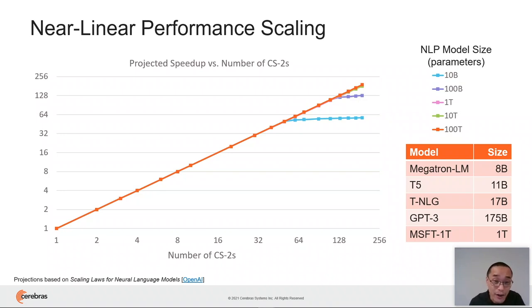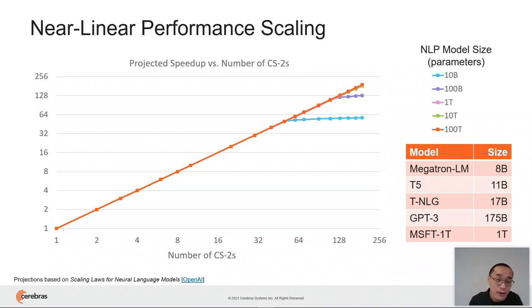With this interconnect architecture, in combination with the pipelining techniques I described earlier, we project near linear performance scaling from a single CS2 to 192 systems. Here's how that scaling translates to training speedup for a range of natural language model sizes, from 10 billion parameters all the way to 100 trillion parameters. This is using the scaling laws for NLP networks published by OpenAI. And for reference, large language models today, like GPT-3, are around 100 to 200 billion parameters.